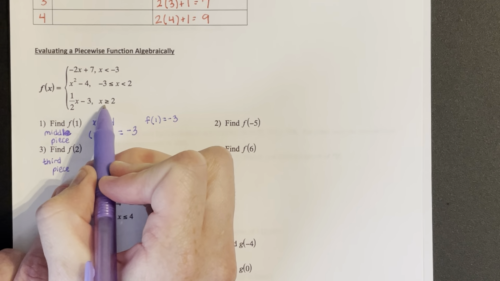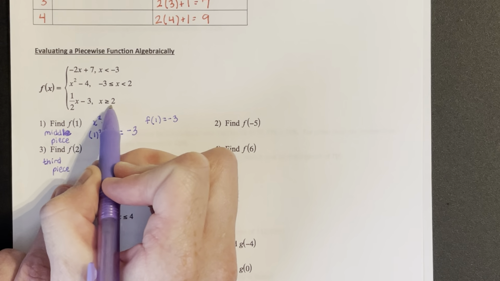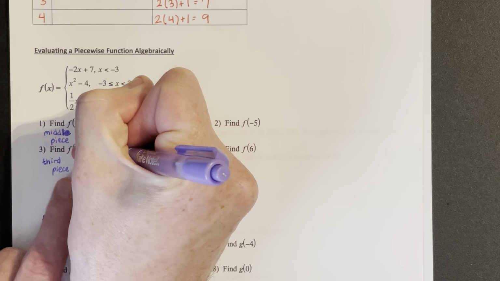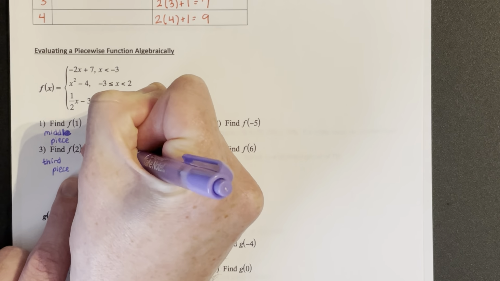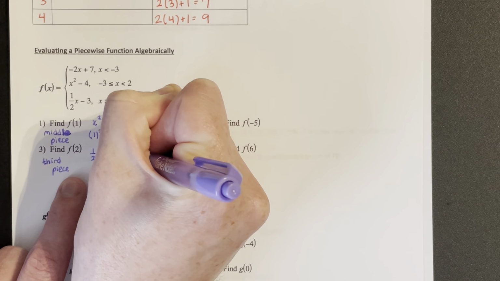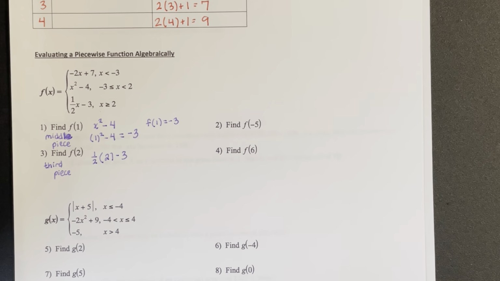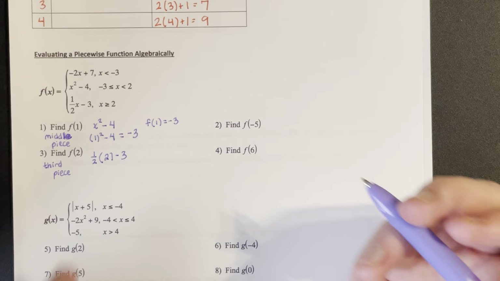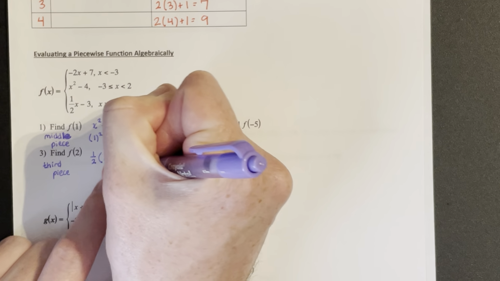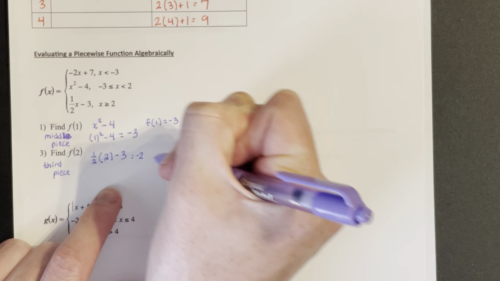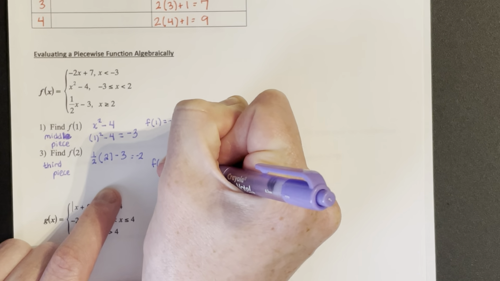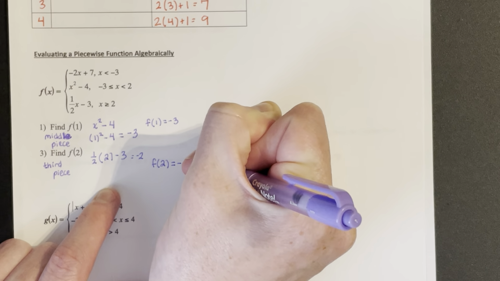and that's because it has the equal to section here. So if x equals 2, I'm going to plug it into 1/2 of x minus 3 and see what we get out. So half of 2 is just 1. 1 minus 3 is negative 2. So we'd say f of 2 is negative 2.